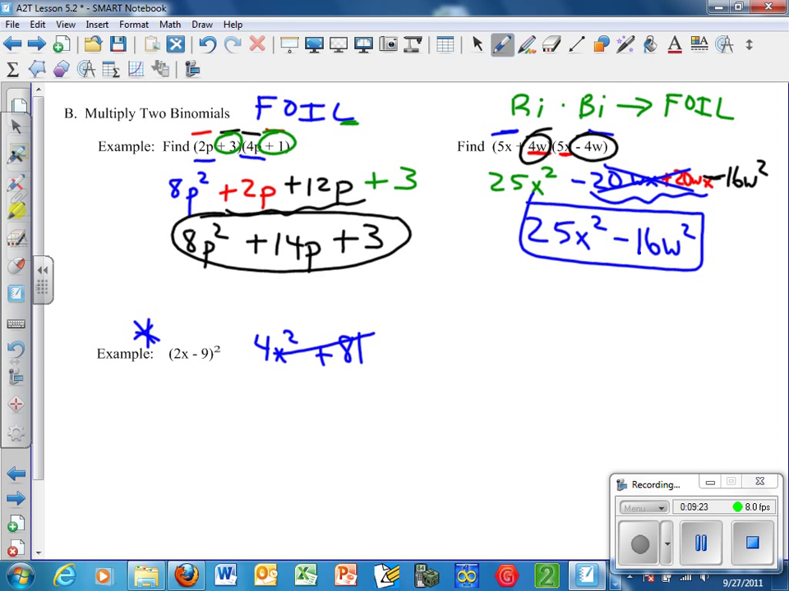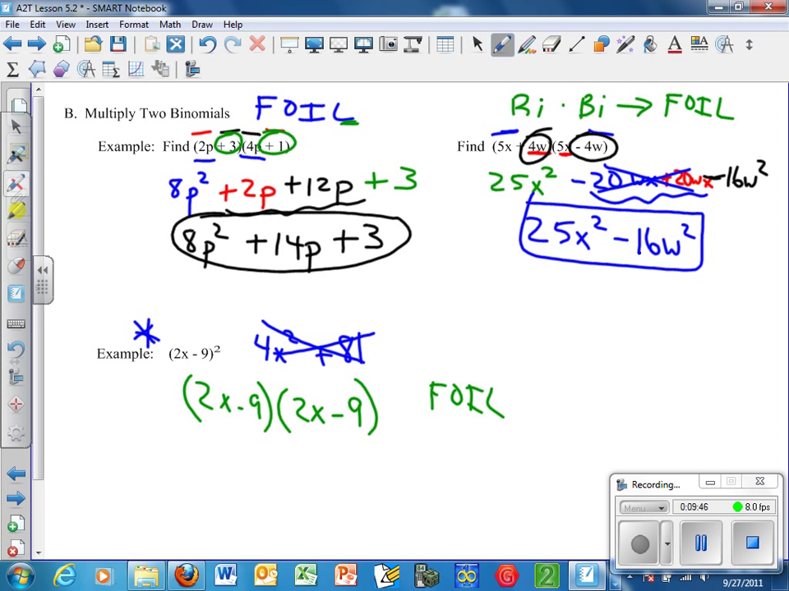Now, that is not the correct answer. I will tell you those are a couple of the terms in the answer, but anytime you have a binomial squared, you must write it out, because to square something means to multiply it by itself. So write it out, multiplying 2x minus 9 times 2x minus 9, okay, and then FOIL.